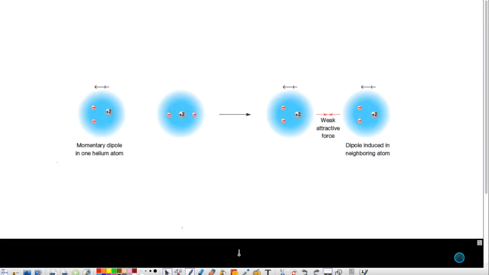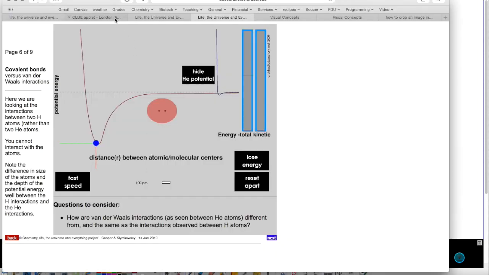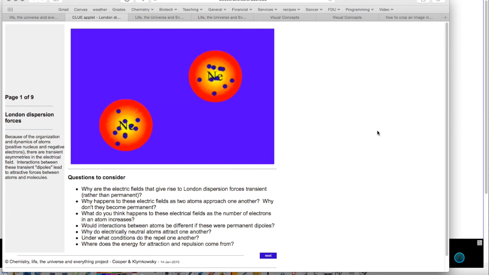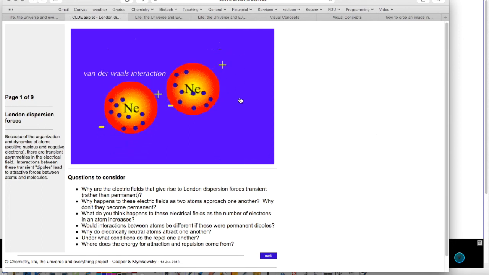All right, now the next one is the weakest and kind of the strangest, all right? And that's London dispersion forces. And you see this diagram in your textbook, but it's kind of hard to see in a static form. I think it's a little bit better in a dynamic form. So here's an example of London dispersion forces.